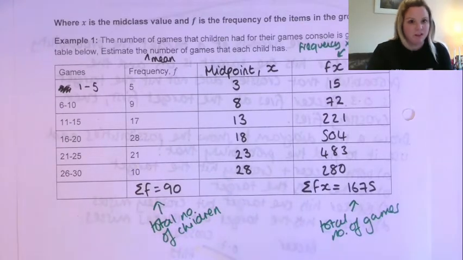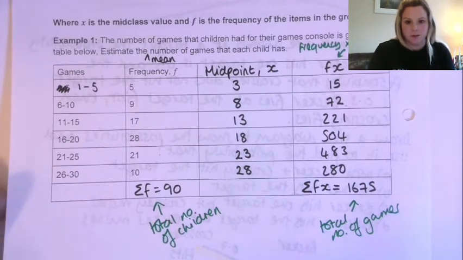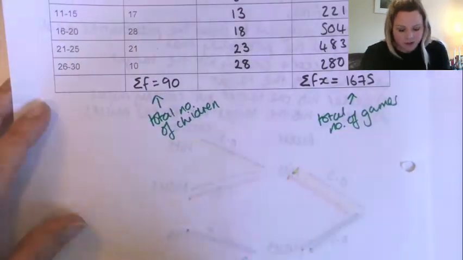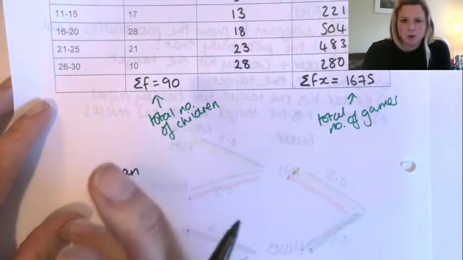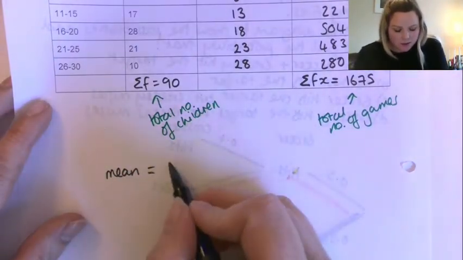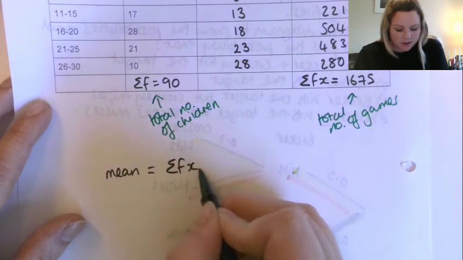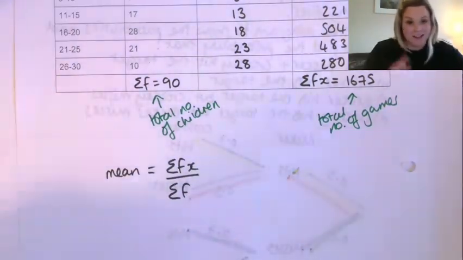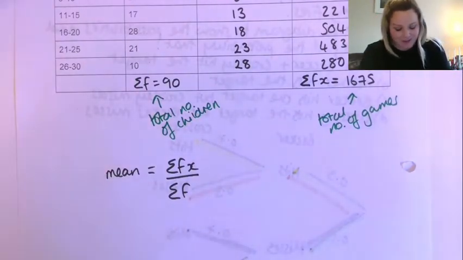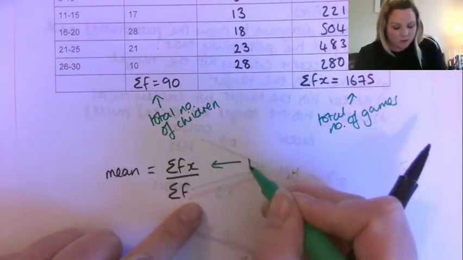Okay, now we can finally get on with this mean calculation. So this is how you need to set your working out for this. So the mean, and remember we're being asked for the mean number of games per person. So the mean is going to be sigma fx divided by sigma f. And again, I'm making you label it. Sigma fx means total number of games.